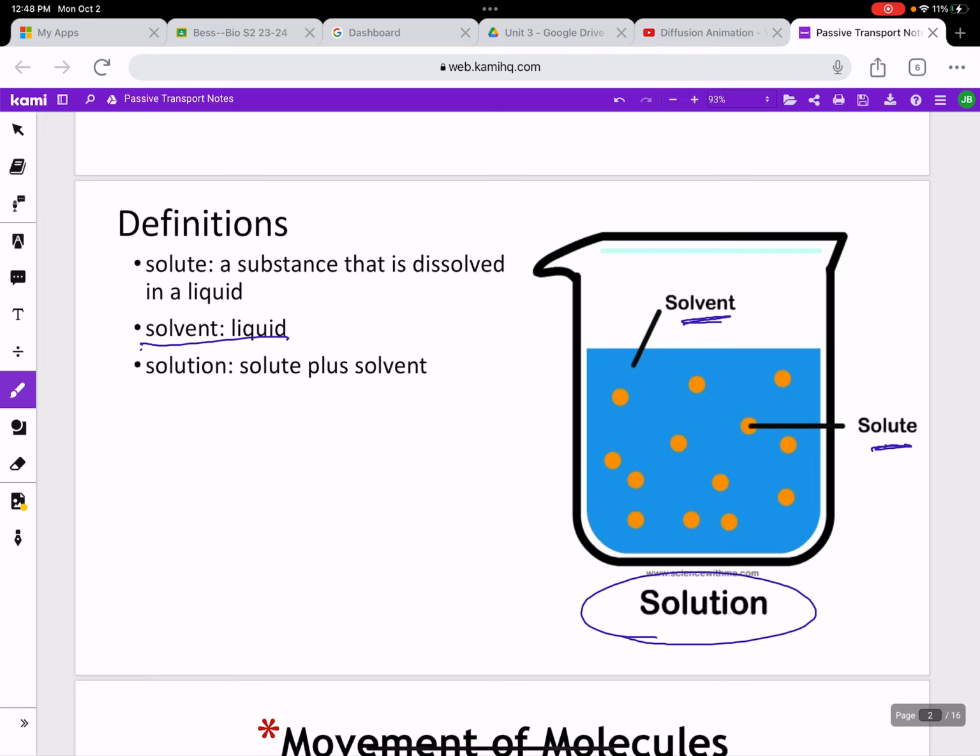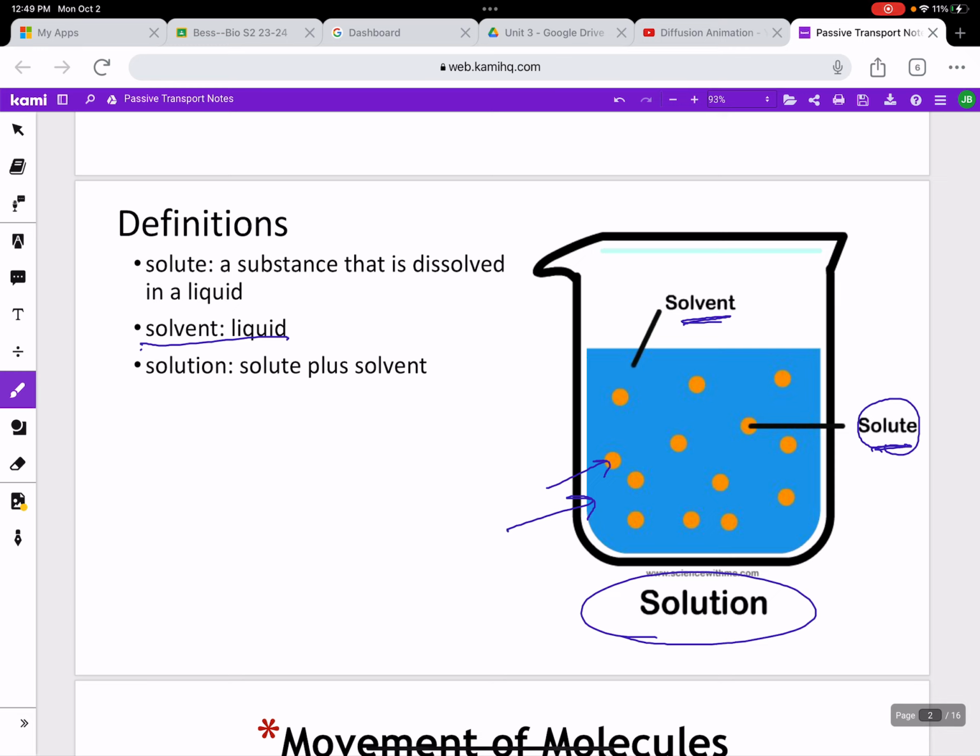And then the solute is just the solid thing that's dissolved in it. So for example, if this were a salt solution, then these would be salt molecules right here in orange, and everything else is water. So we're going to be talking about solute concentration, that's the amount of stuff that's dissolved in it.